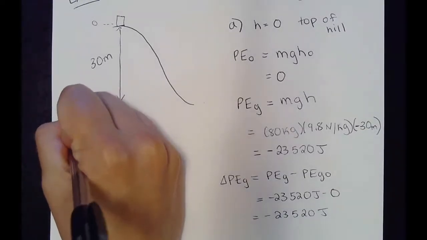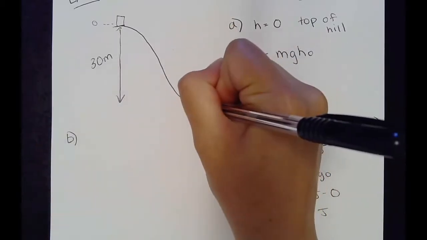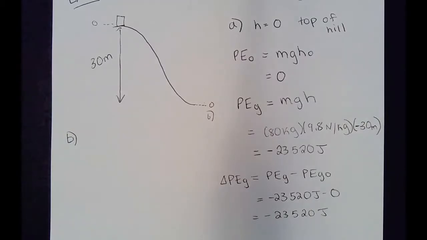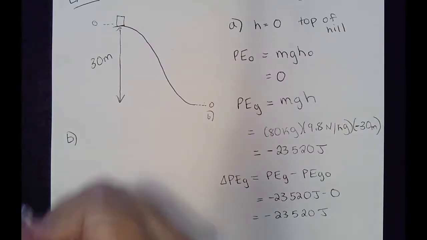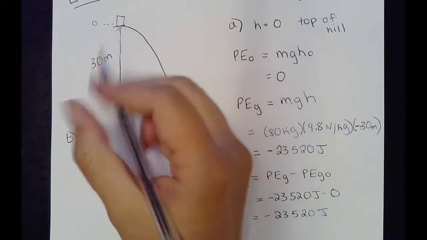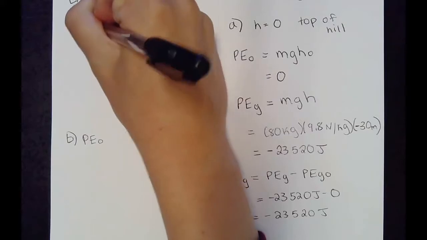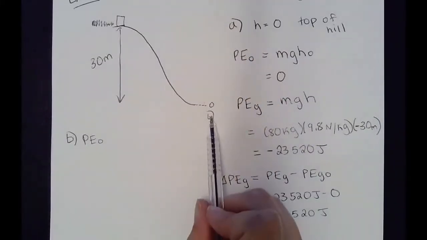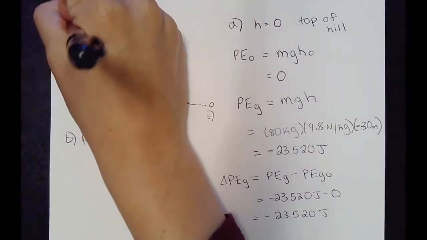Now let's try part B, where we're asked to put the bottom of the hill as h equals 0. That's the natural choice, I would say, the lowest point in the problem. So in this case, our potential energy initial at the top of the hill is not 0. So this is no longer 0. I'll just cross that out so it's not confusing. 0 is at the bottom. This is at a height of 30.